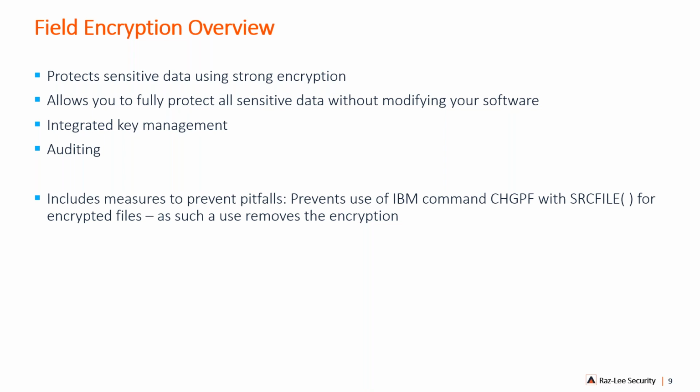There is a command of IBM which is commonly used by programmers. It's called change physical file, and maybe you know or not, but if this command is used with the parameter source file, the file, if it was encrypted, may lose its encryption entirely without any warning. As such, we provide a measurement to prevent this pitfall, and we request a specific authority in order to run this command with this parameter.